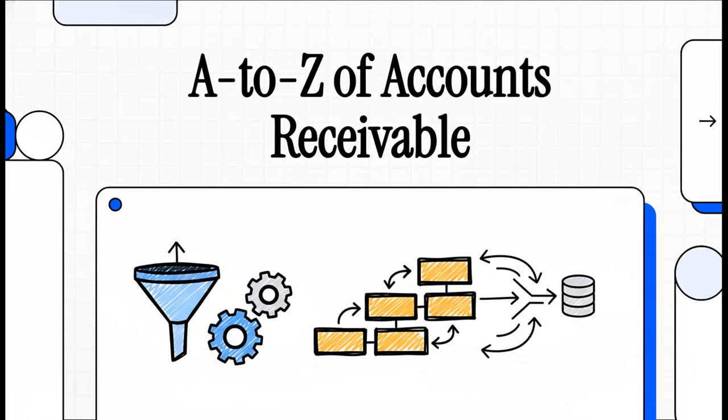Welcome to The Explainer. Today, we're going to demystify the entire life cycle of a sale. We're going to follow the money, basically, from a brand new customer all the way to cash in the bank. We'll turn a super complex technical process into a story that just makes sense.